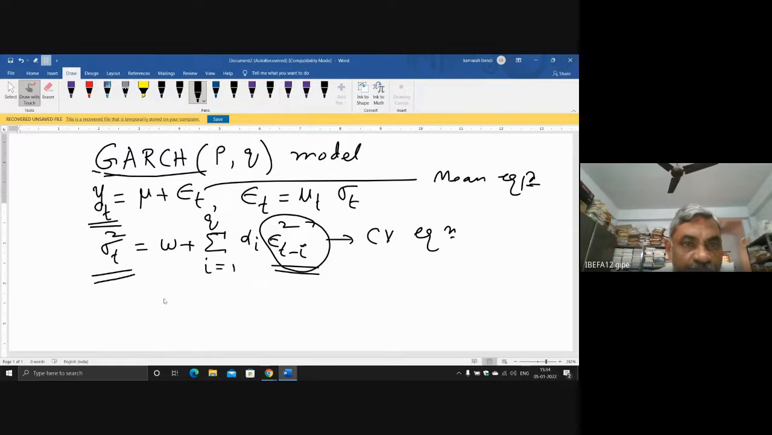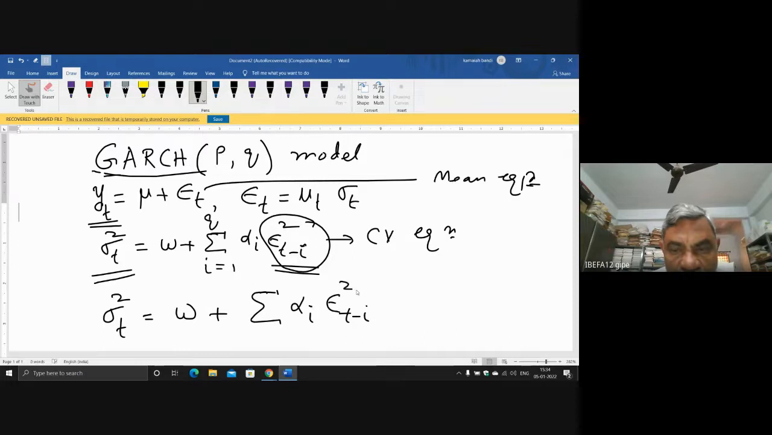So a typical GARCH(p,q) model is specified as the conditional variance equation equals this, as it is, plus summation i equal to 1 to q alpha i epsilon square t minus i, this term will remain as it is, plus you will have summation j beta j sigma square t minus j.